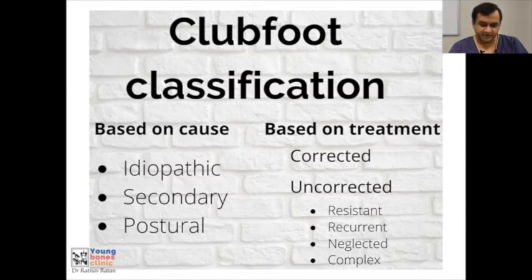Based on treatment, it can be a corrected clubfoot, it can be an uncorrected clubfoot. Uncorrected can be a resistant, recurrent, neglected, or a complex clubfoot. We'll be speaking about all of them individually.